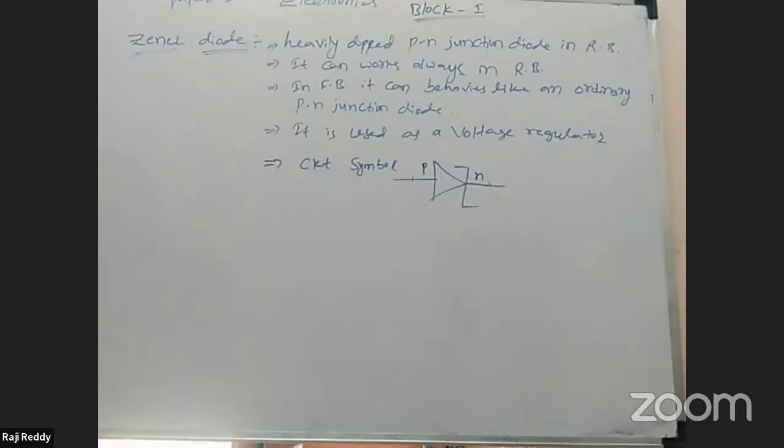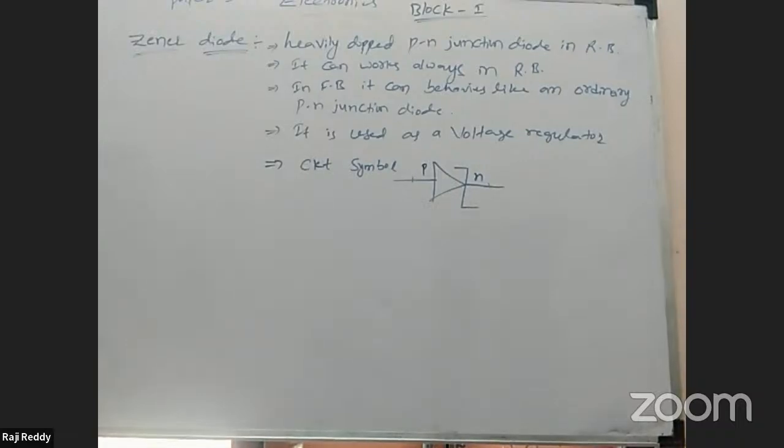What did we say? A heavily doped PN junction diode in reverse bias is called a Zener diode. It always works in reverse bias. In forward bias, it behaves like an ordinary PN junction diode. It is used as a voltage regulator. The circuit symbol is like the PN junction diode. Okay.